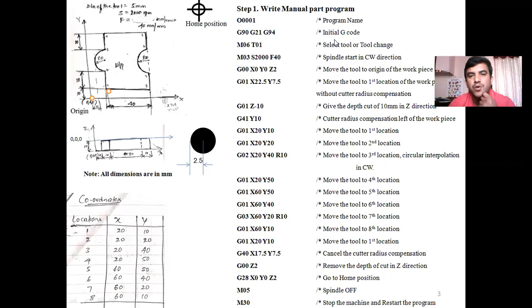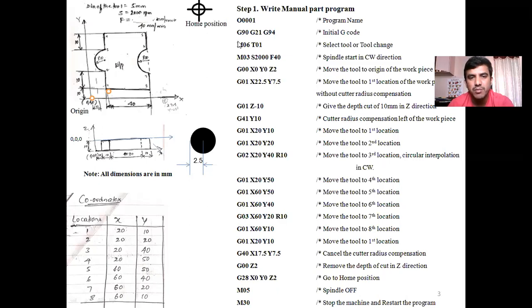That is the second step. Third step, we select the tool based on the given program. Suppose the end mill cutter is a 5 mm, 10 mm or 12 mm end mill cutter; based on that we select the tool. After that, start the spindle rotating in the clockwise direction, that is M03. Whenever the spindle starts to rotate, you have to give the spindle speed and feed rate. Where is the spindle now? The spindle is in home position. Move the spindle from home position to the origin of the workpiece, always the bottom left corner. That is G00, rapid traverse, X0, Y0, Z2.